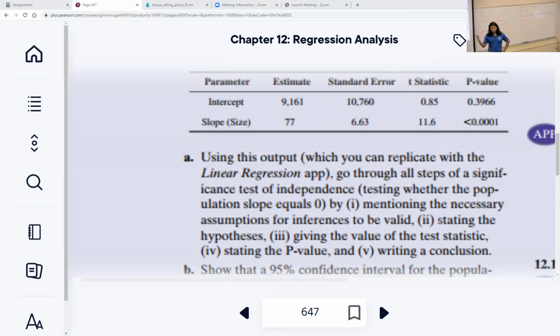What is a typical value for alpha? 0.05. What does it say in the summary? It is less than 0.0001. Clearly, it is less than alpha, so we will be rejecting the null. If we rejected the null, we are concluding that the price of the house is linearly related to the size of the house. Yes, so that is our conclusion.